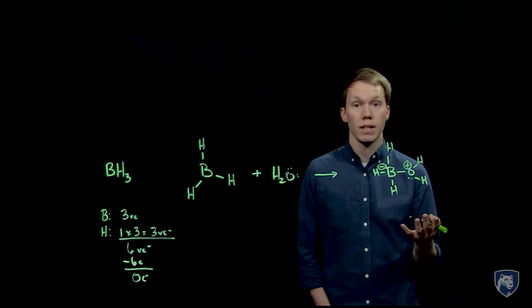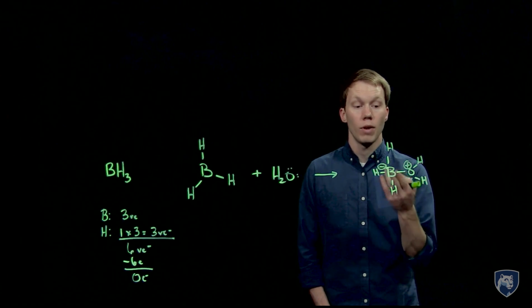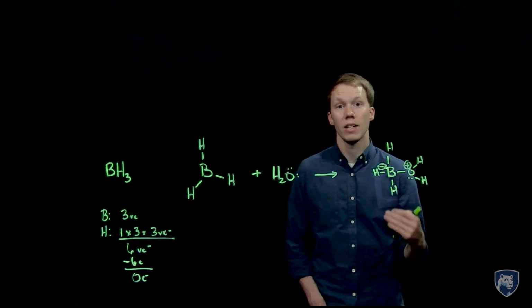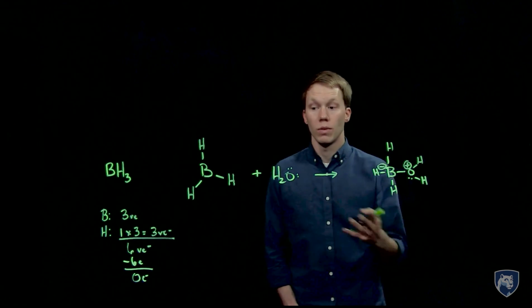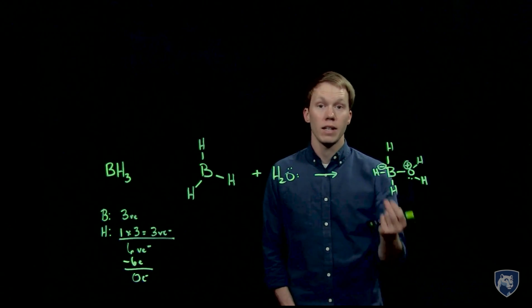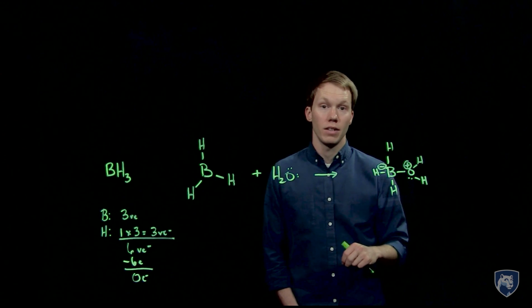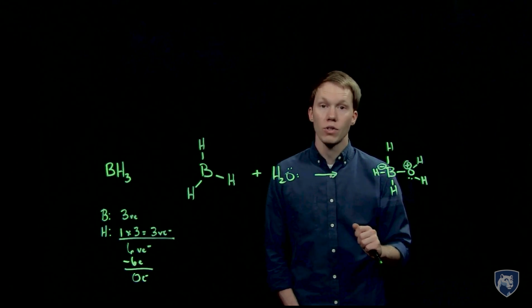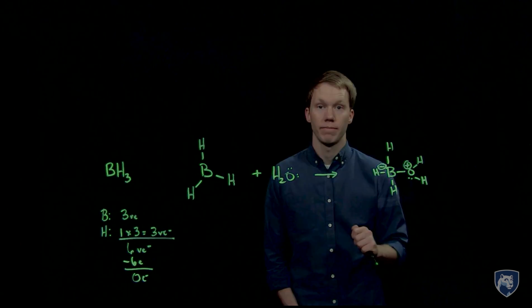So we form this borane water complex, where now all of my atoms have an octet, albeit we do have formal charges, but that is secondary to satisfying the octet rule. So we've explained the reactivity as it results from the structure. Okay? So why don't you try this next example?